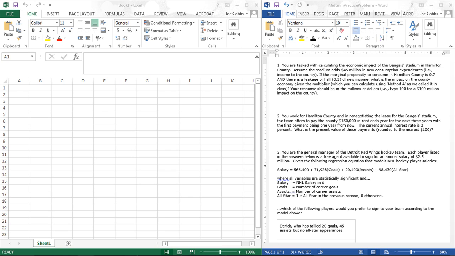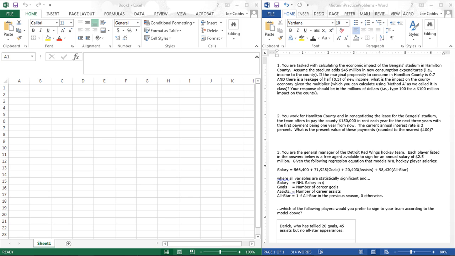If the marginal propensity to consume in Hamilton County is 0.7, which would mean that the propensity to save is 0.3, right? Because remember, the propensity to consume plus the propensity to save equals 1. You either consume or save your money. So here, the MPC, or marginal propensity to consume, is 0.7. We're going to assume there's a leakage of half of the new income.